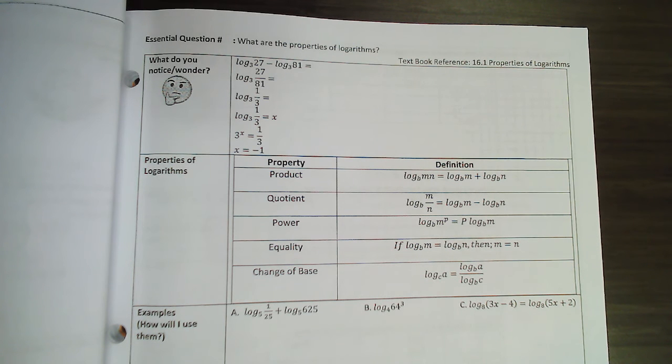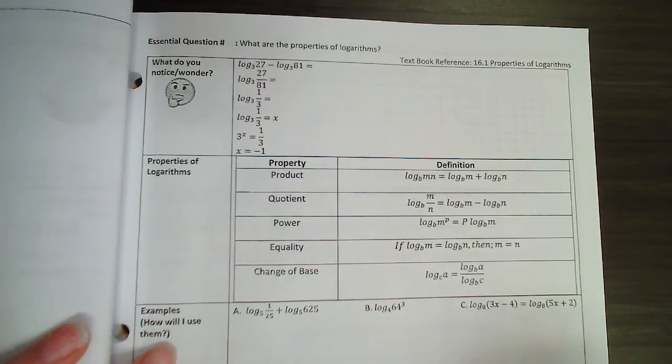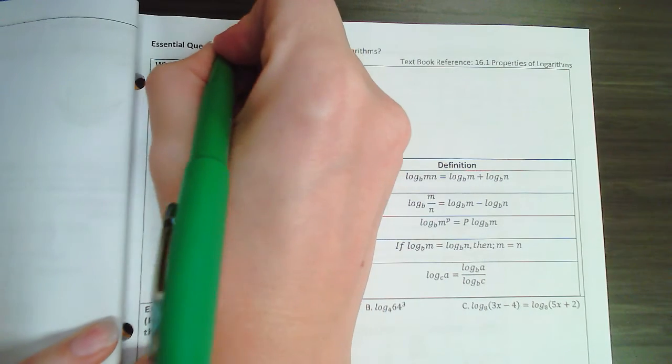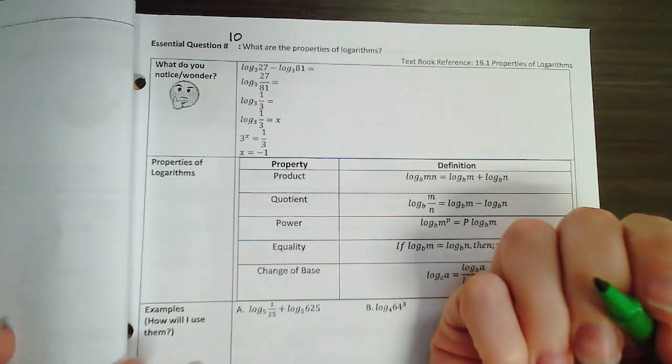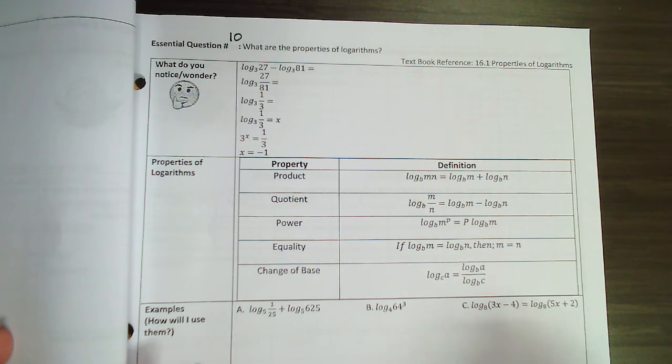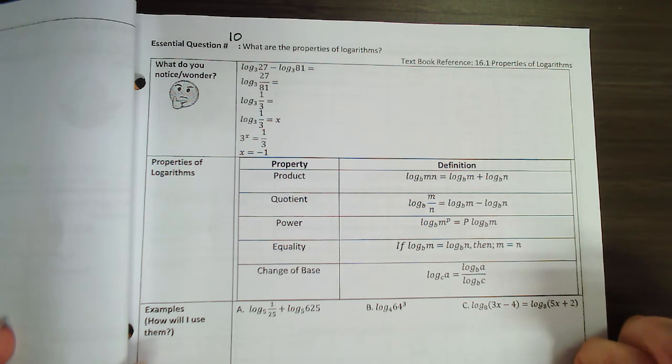Hey my amazing students, we're going to be working on our note page 10 today, and I will give you a heads up that this note page is probably one of the harder note pages that you're going to be seeing in this unit. It's because it's on properties of logarithms, and if you don't have a solid foundation on properties of exponents, properties of logarithms tend to be a little bit more difficult.